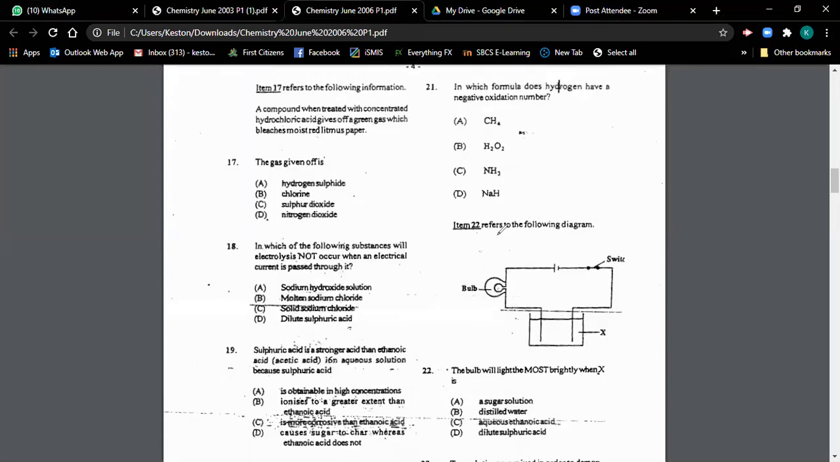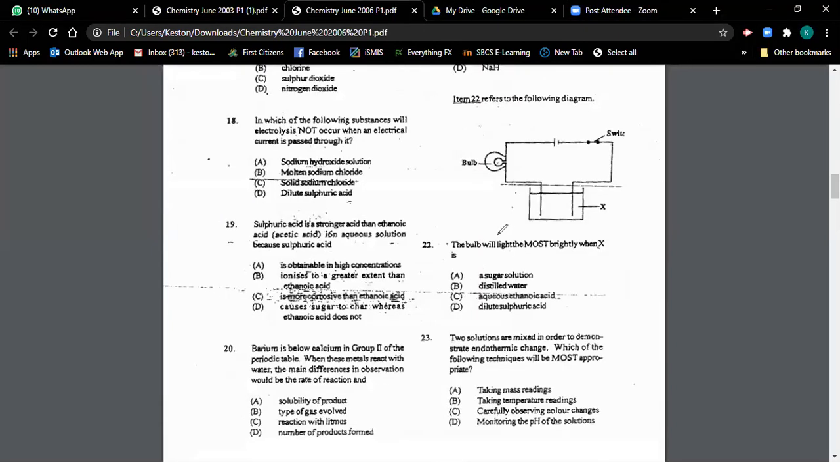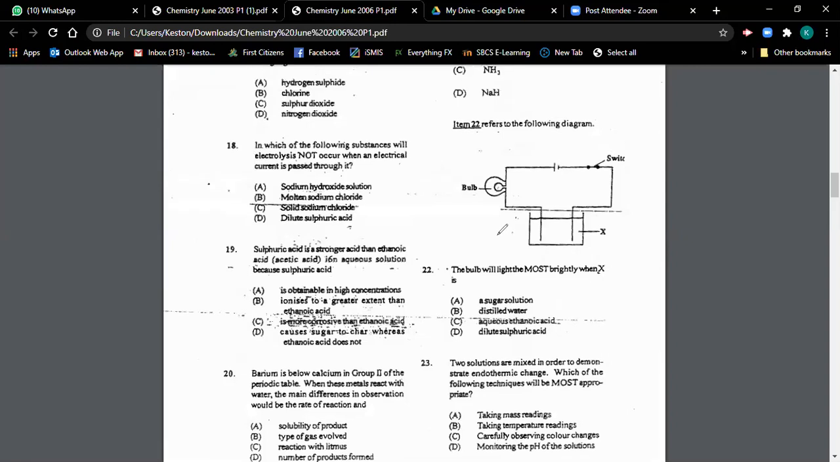Right? 22. The bulb will light the most brightly when X is what? A sugar solution, distilled water, aqueous ethanoic acid, dilute sulfuric acid. Yeah, the one that ionizes the most. Well done, guys. Excellent. D.